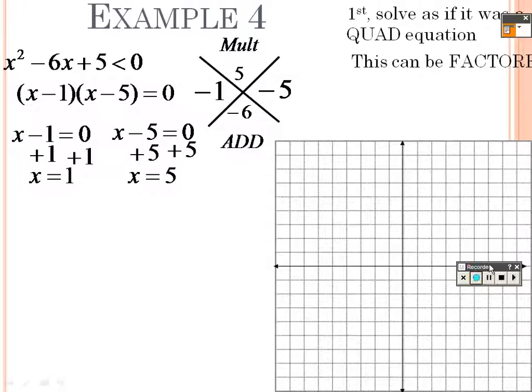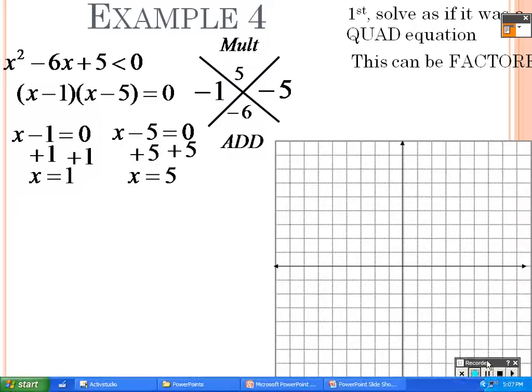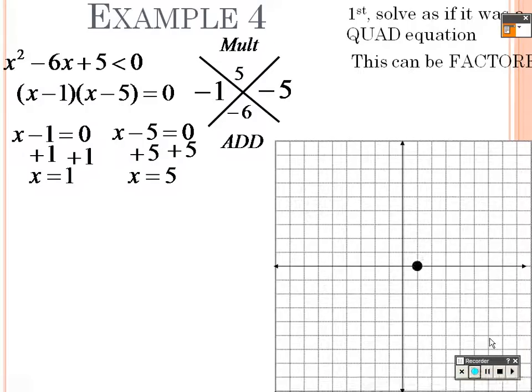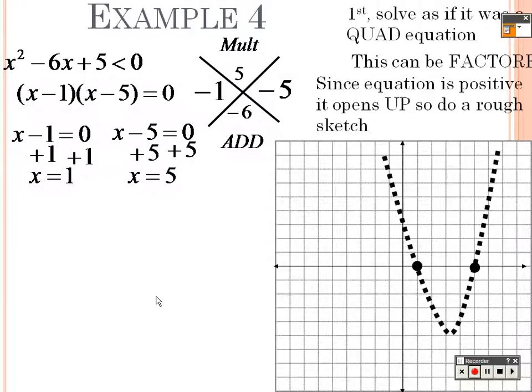So what I'm going to do basically here is at 1 and at 5, I'm going to put a point. Because this is a positive, right? We know that positive quadratics go up in that fashion. So there it is. It's just a rough graph. Okay. So here's what the problem is asking. Where is all of this less than 0? Where is it less than 0?